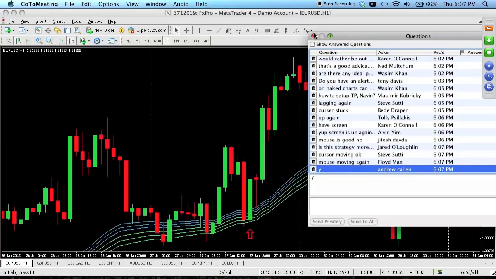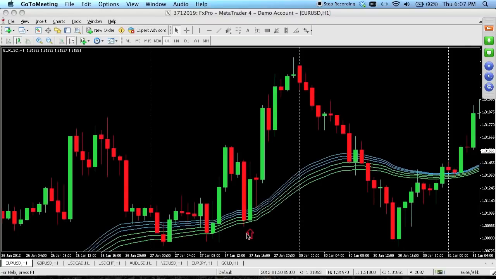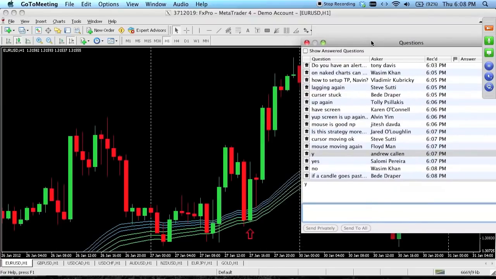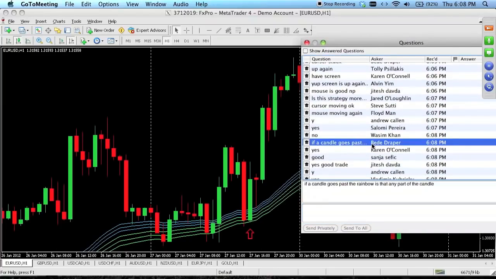Okay, let's continue here. So yes, let's take a look at this particular arrow. Is this a good trade? Okay, yes. If a candle goes past the arrow, is that any part of the candle? No, just the close. Like these little long tails that you see, they can go as far as they want. That's not a problem. But this thing that's filled, the chunk of red or the chunk of green, that is called the body. The body should not be on the outside. The tails can go as far as they want.